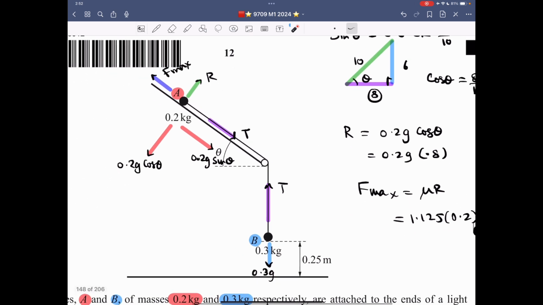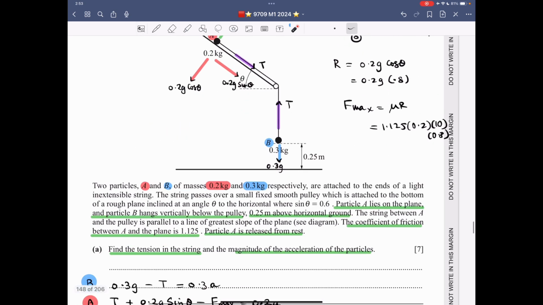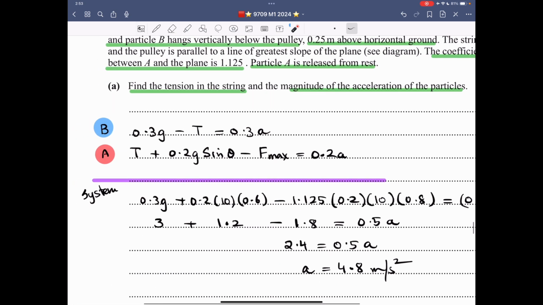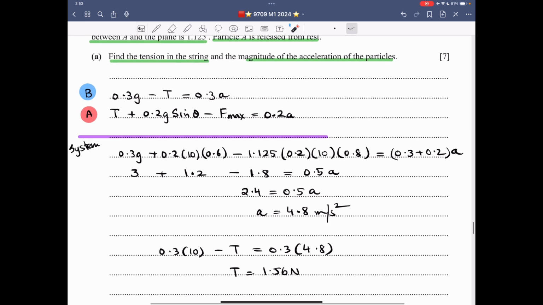Now let's analyze the situation. It's going down. That means mg minus tension is ma, and tension plus mg sine theta minus F max is mass into acceleration. So make an equation for each particle, add it up, you get the equation of the system. That is the equation for particle B. That is the equation for particle A. Add it up, the tension cancels out. 0.3 g plus 0.2 g sine theta minus F max is the total mass into acceleration.